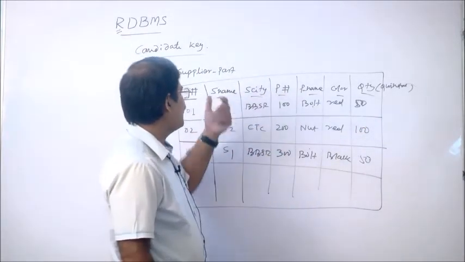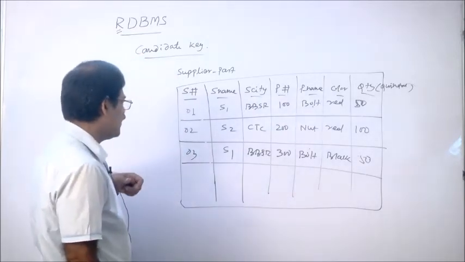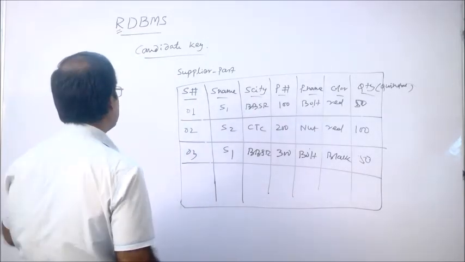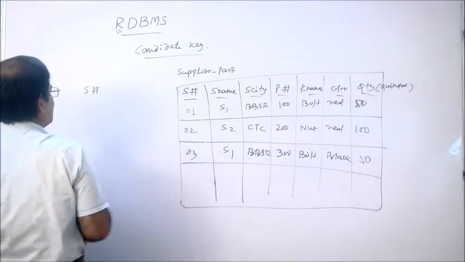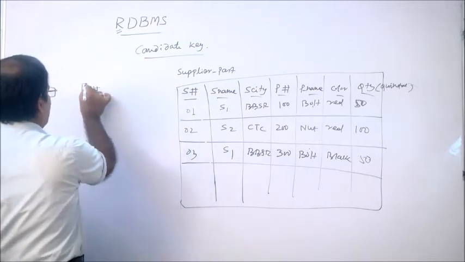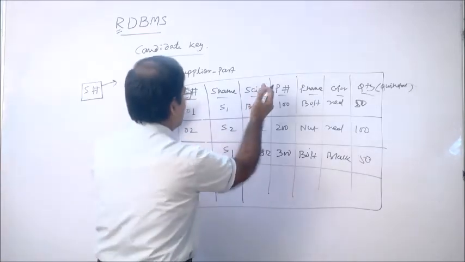Obviously, the number is not duplicate. So give a unique number to everyone, so that if you write supply number, it is a key. So I am talking about this part.